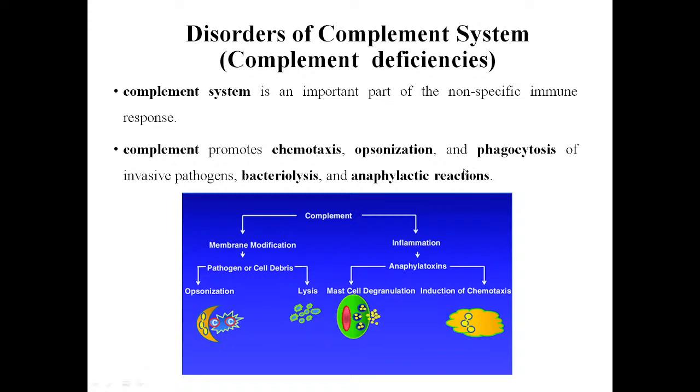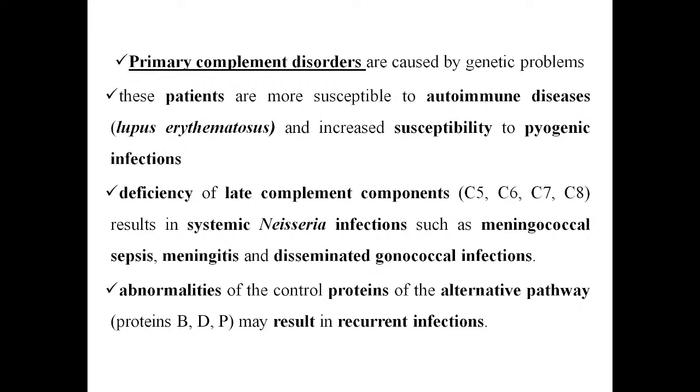So once more, the final results of complement activation are opsonization, enhancement of phagocytosis, and lysis of antigen. Mast cell degranulation causes inflammation. Inflammation is a protective mechanism of our organism. And induction of chemotaxis. Chemotaxis is movement of phagocytes to the site of infection. So, those are the main functions. What happens in deficiency of complement?